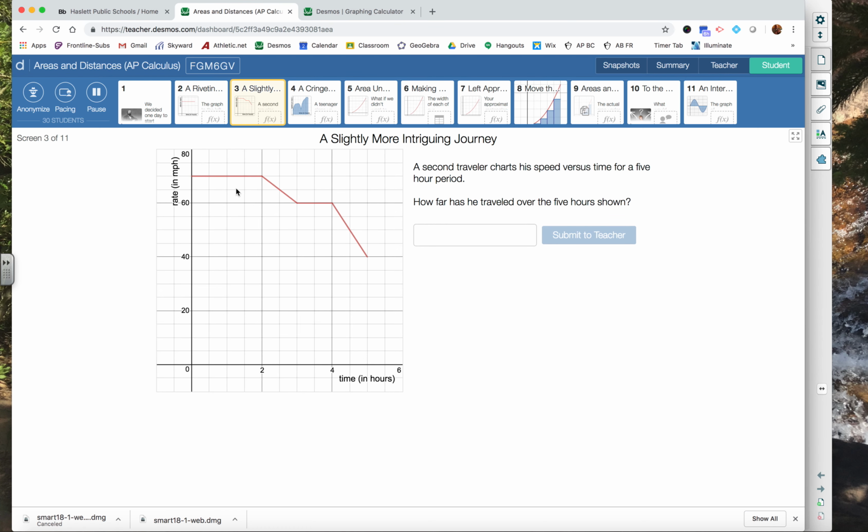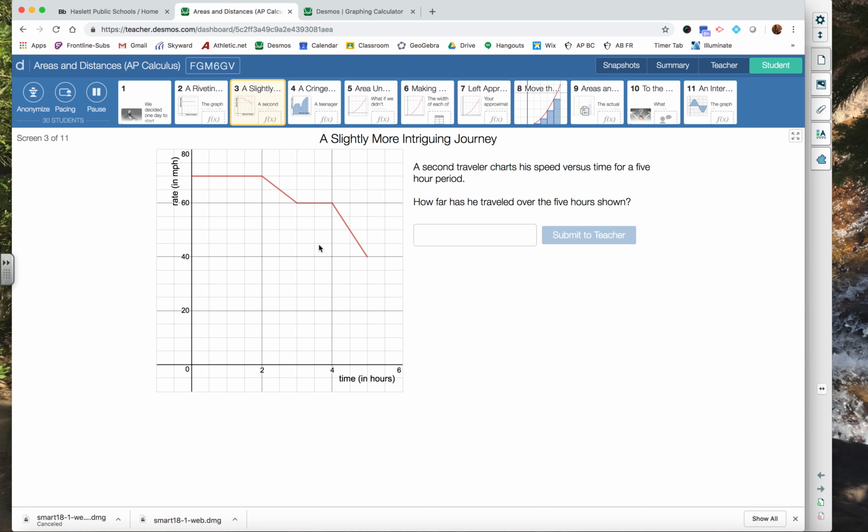The next graph here that you came to is a slightly more intriguing journey, where now you have areas that are not quite as easy to find. So you see here between 0 and 2, we have a rectangle. And then we have a little triangle up here that you would want to count for your area. We have a rectangle here, and then maybe you make it into a trapezoid. You could find the exact areas here because these are straight lines. The shapes that are underneath here are all shapes that you should know how to find the area of from geometry classes. And so, again, no big deal.